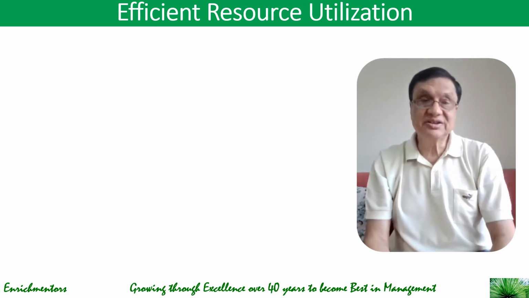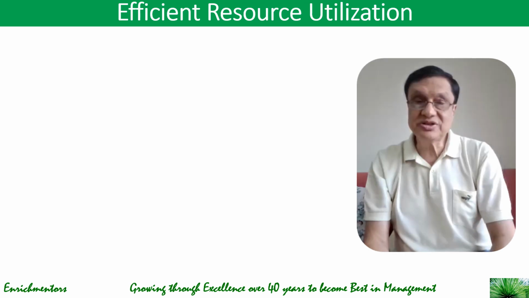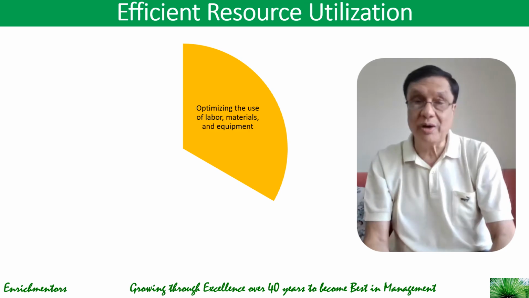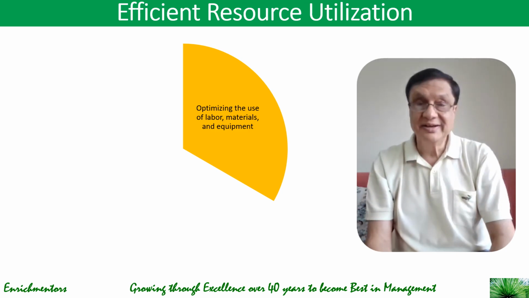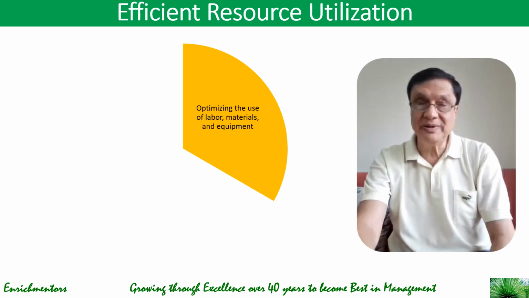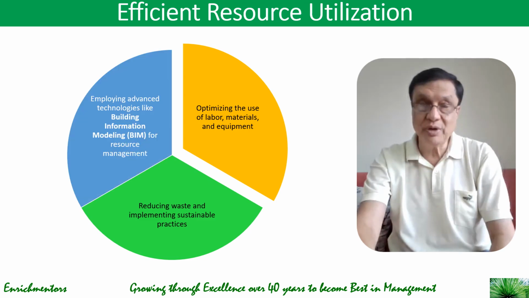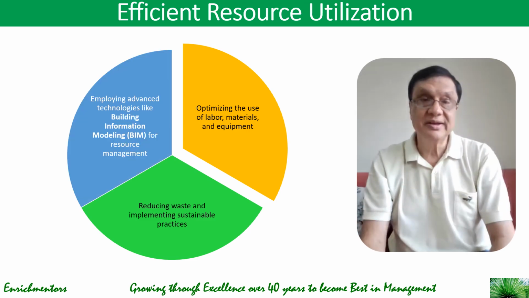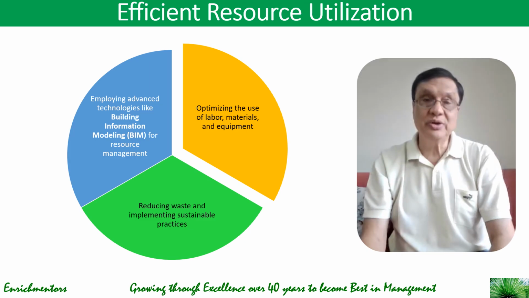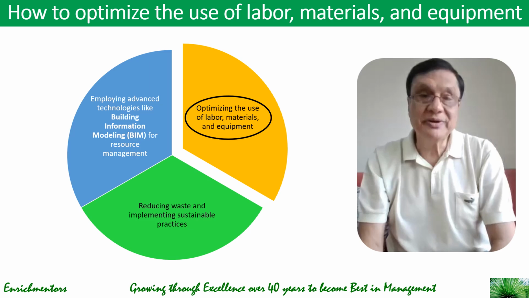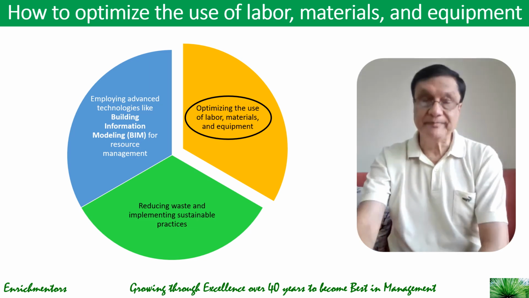And these three things are for utilization of resources efficiently. One is for each of these, materials, labor, and equipment, you need to optimize. You need to know how to optimize that. Second, you need to reduce the waste and implement sustainable practices. And third would be to employ advanced technologies like building information modeling, BIM, for resource management. So these are three things that you can do to utilize resources efficiently. So let's take a look at how to optimize the use of labor, materials, and equipment. Any thoughts?